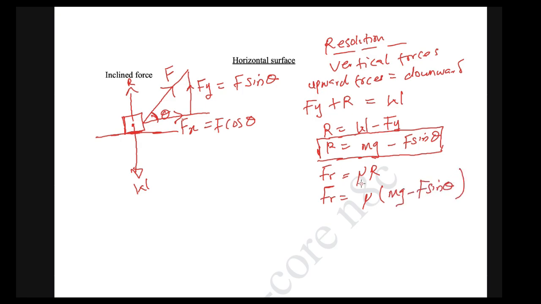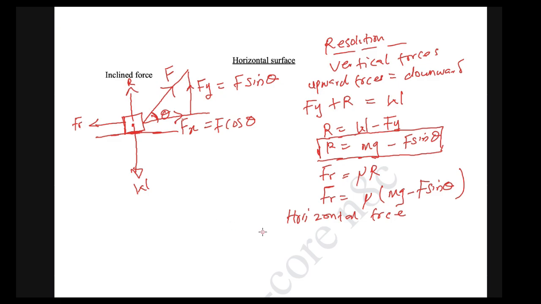Alright, so for inclined force, when an object is placed on a horizontal surface and you have an inclined force, your frictional force is going to equal this. Now let's resolve the horizontal force. What horizontal force do we have? Since this object is going to be moved forward, frictional force is going to act in the opposite direction.